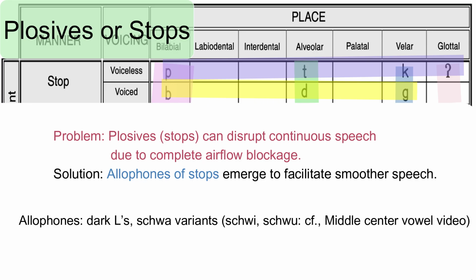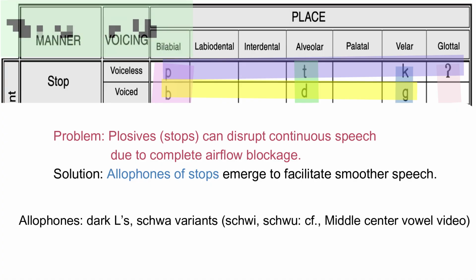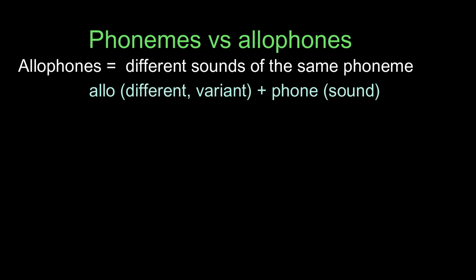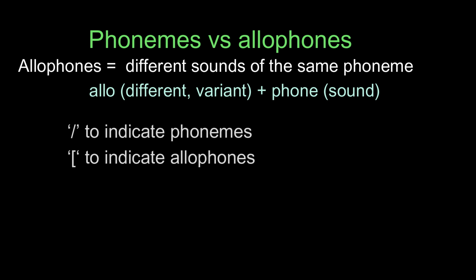Several English phonemes have allophones, such as the dark L or the schwa variants. But allophones are found the most commonly in plosives, as plosives make connected speech difficult. So, before we learn individual plosives, in this section, we learn the allophones of plosives. Phonemes versus allophones. In linguistics, the different sounds, or phonetic realization, of the same phoneme are called allophones. Allo means different or variant. The variants within a phoneme category are called allophones. Slashes are used to indicate phonemes, and brackets are used to indicate allophones.